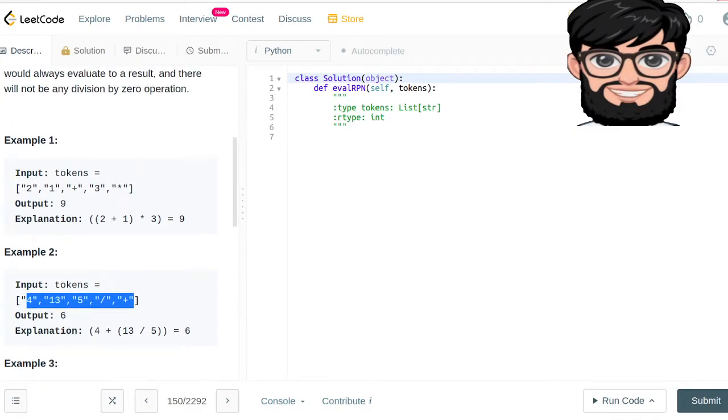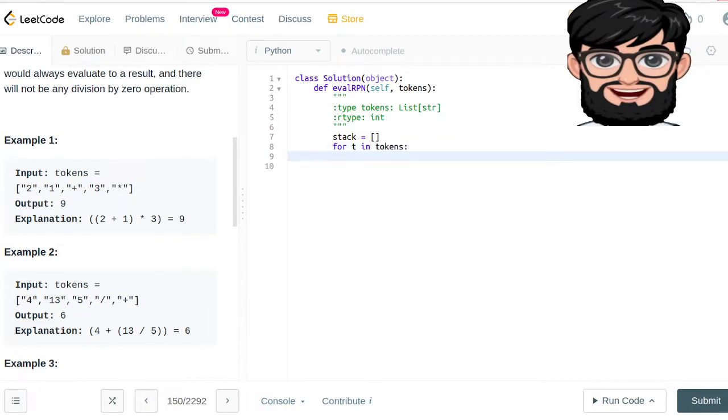It's a perfect example of using a stack. That's what we're going to be doing. We're going to initialize an empty stack, and then we're just going to go through every t inside the tokens. If it is a number, we're going to push it into the stack. If it is an operand, we're going to take the two numbers out of the stack and operate with that operand.